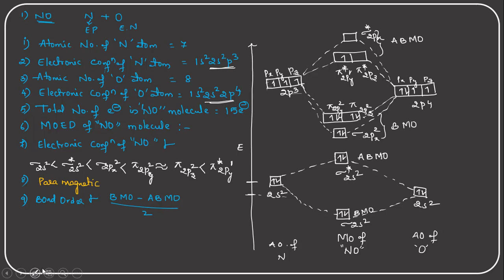And in the bond order, let us calculate the bond order. So how many electrons are there? Here 2 electrons in the bonding molecular orbitals, 2 plus 2, 4 plus 2, 6 plus 2, 8. So 8 electrons minus the anti-bonding molecular orbitals, which have 2 electrons plus 1. So how many? Total 3. So 8 minus 3 will be 5. 5 divided by 2 will give 2.5.